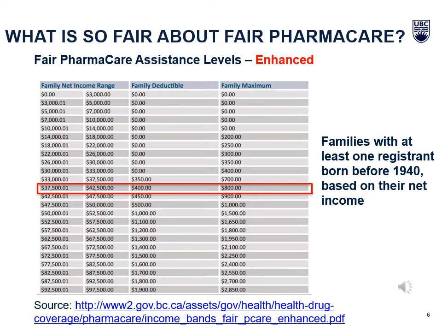This table shows the enhanced Fair PharmaCare assistance levels. Again, you can see that a person's deductible and maximum is based on their income. In order to be eligible for enhanced Fair PharmaCare, you need to be born before 1940. Compared to the regular Fair PharmaCare assistance levels, recipients of Enhanced Fair PharmaCare have a lower deductible and maximum. So for example, if a person who is born before 1940 has a net income of $40,000, then PharmaCare sets their deductible at $400 and their maximum at $800.